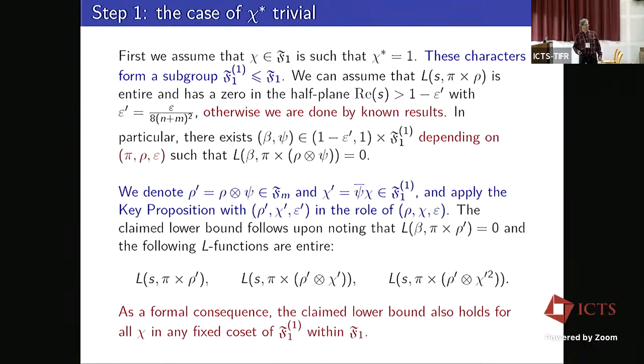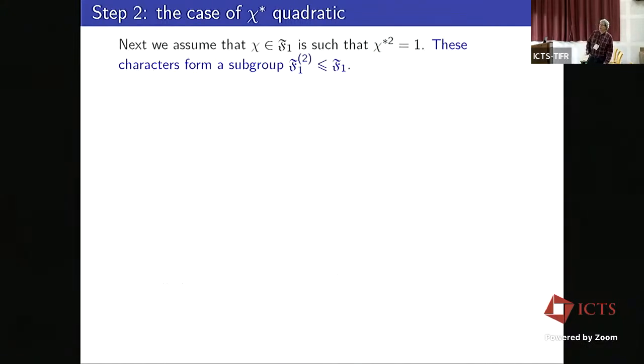So that's important. In the first step, I established the non-vanishing result for this simple-minded subgroup of GL1 characters. And then as a formal consequence, we have it for every fixed coset of it as well. So not just a subgroup, but any fixed translate of it also works, just by formal reasons.